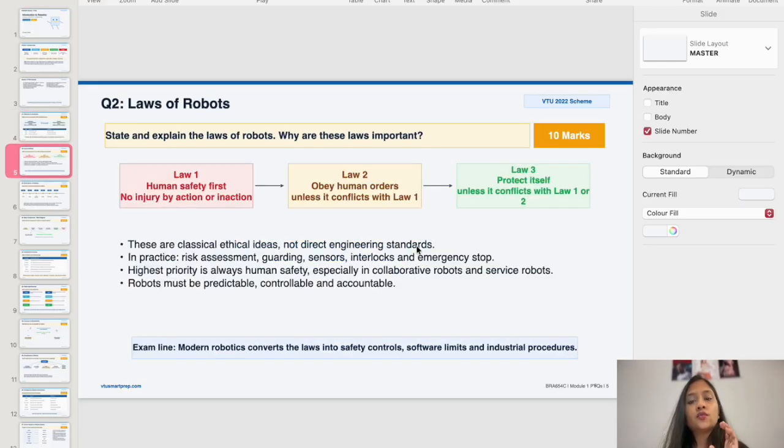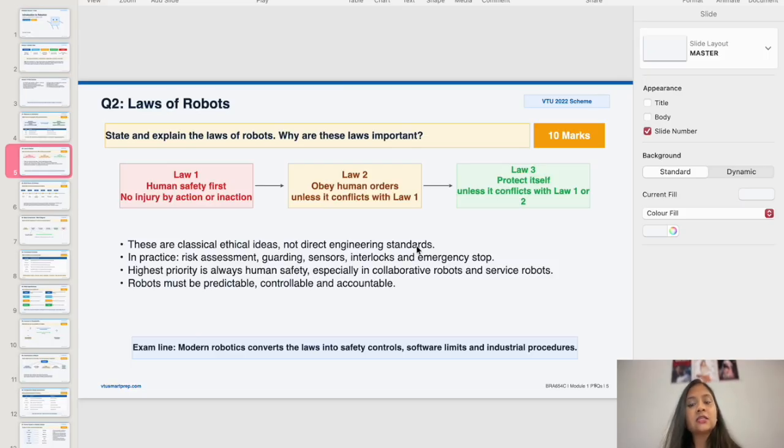Next is laws of robots. State and explain the laws of robots. Why are these laws important? There are three laws. The first law says that a robot should not harm a human being, either by action or by inaction. The second says that a robot must obey human orders, but only when those orders do not conflict with the first law.